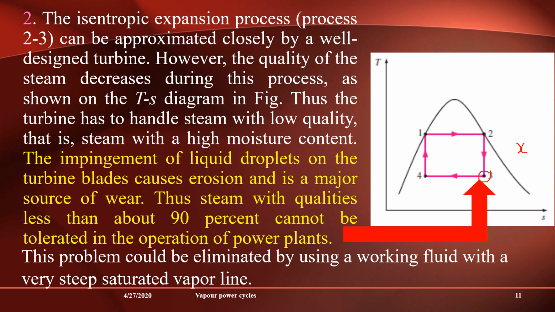and we can eliminate this problem by using a working fluid with a very steep saturated vapor line. So this saturated vapor line will be steep in this manner. It's a wider line, broader it is. If the line goes in this way, or if it is steep inside, you can draw the line like this. As the line becomes steep, this value will approach about 90%. So that can be possible.